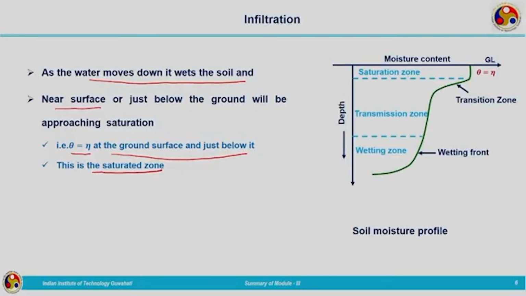So, for understanding the infiltration process, we went through the soil moisture profile, with the schematic representation shown in the figure. Soil moisture is on the x axis and soil depth on the y axis, and we found that it can be divided into 4 different zones. At the top we have the saturation zone, and just beneath it a transition zone separating the saturated zone and the unsaturated zone.